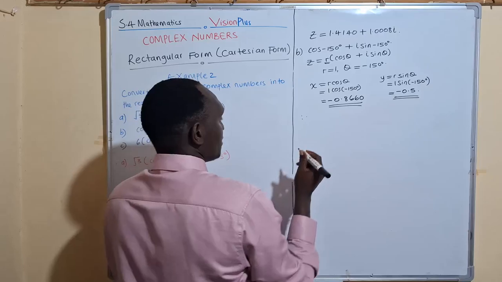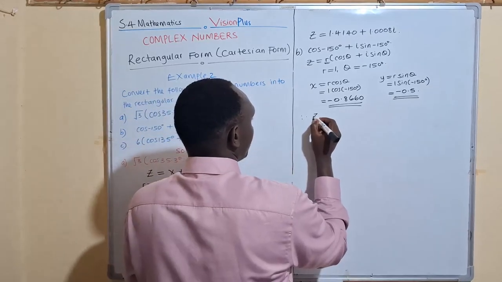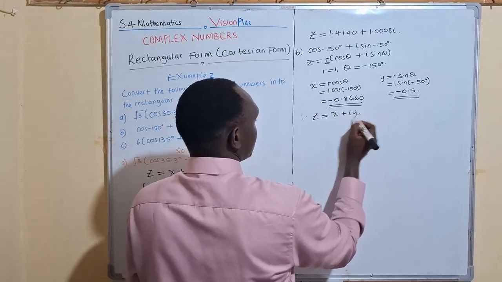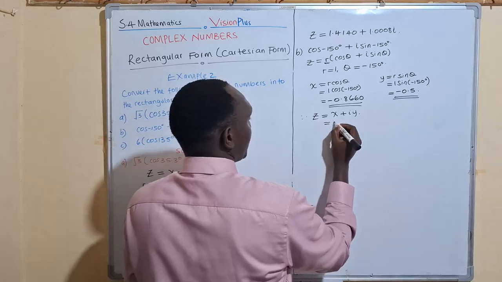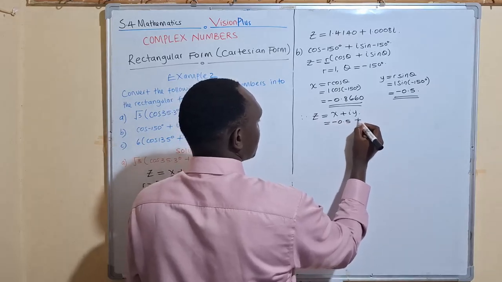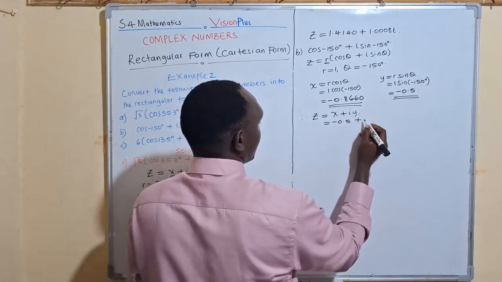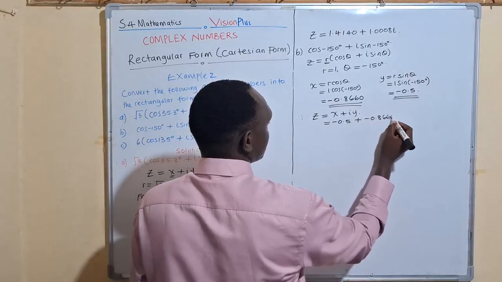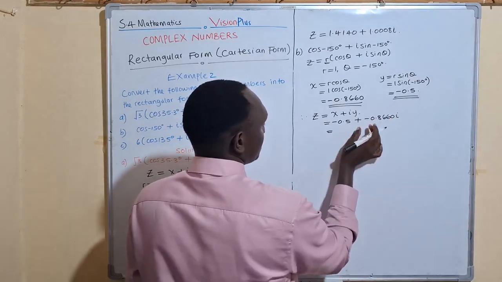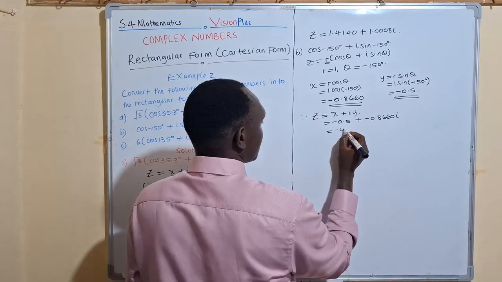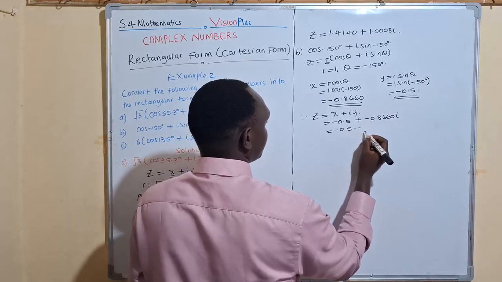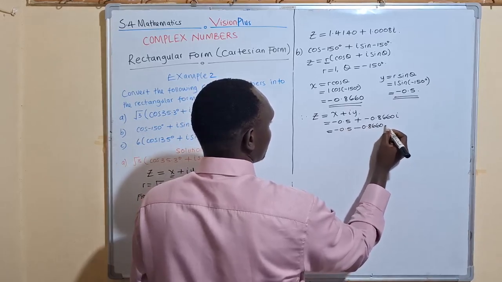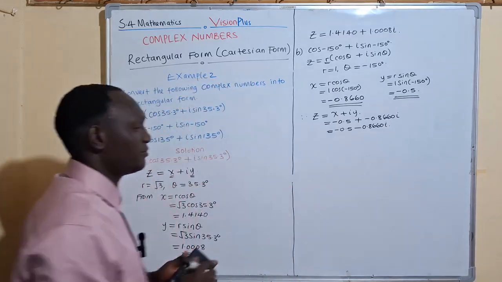Therefore, in the rectangular form or the Cartesian form, the complex number z becomes x plus iy. Then you substitute. What is x? X is negative 0.8660 plus y is also negative, so plus negative 0.5i. And then we simplify these two signs here. It gives us negative 0.8660 minus 0.5i. So this is the solution to part B.